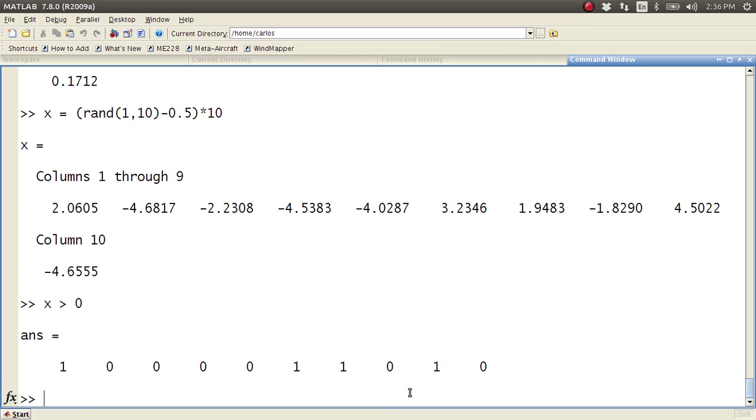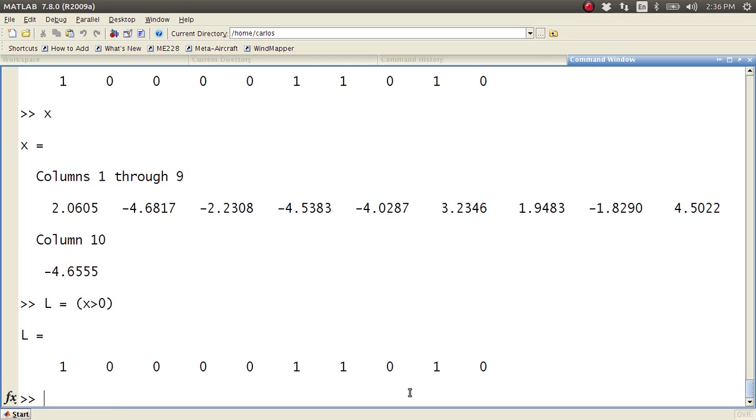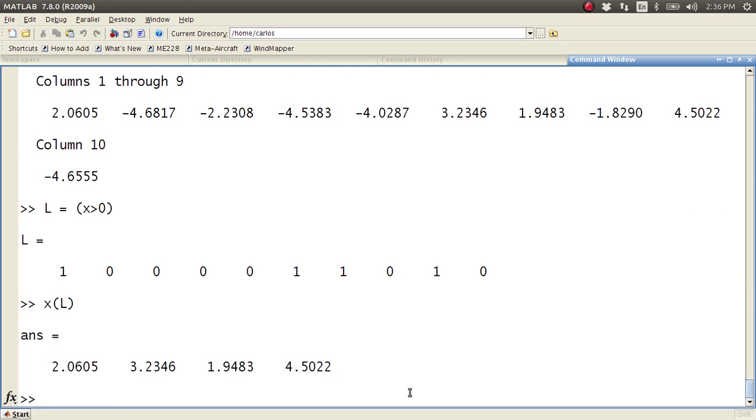Now this is what's even cooler. So here's x. Now let's say L is give me all of the locations where x is greater than 0, right? And then I say x of L. Boom. It'll give me all of the positive numbers. Rewind that. Try that again because it's awesome.